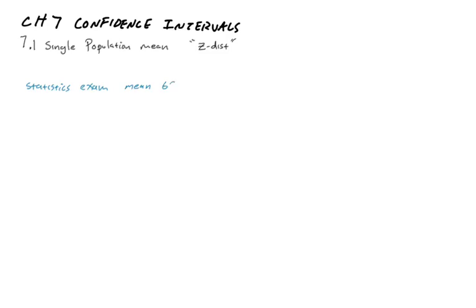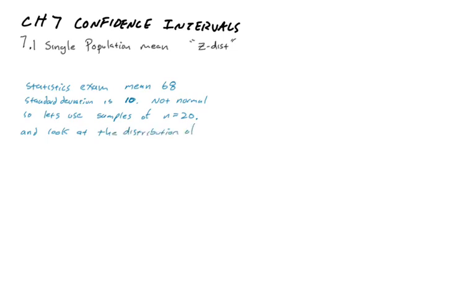Let's just say the average, the mean, is 68, and the standard deviation is 10 here. And we'll say that it's not a normal distribution. So rather than picking one exam, we're going to look at samples of 20 in this case, and therefore we're going to be looking at the distribution of X bar rather than just X.